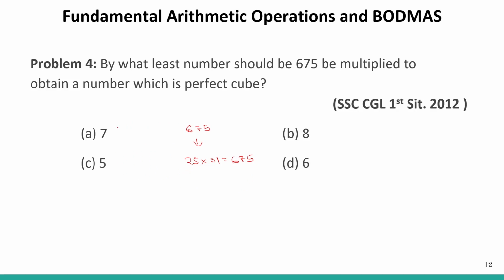So this option is wrong. This option is wrong. This will be 27. This is wrong, and this is correct.